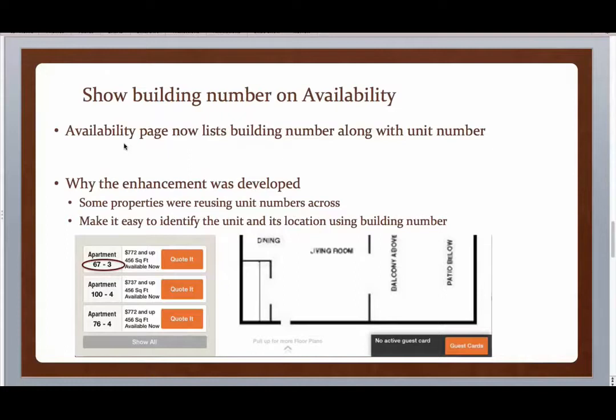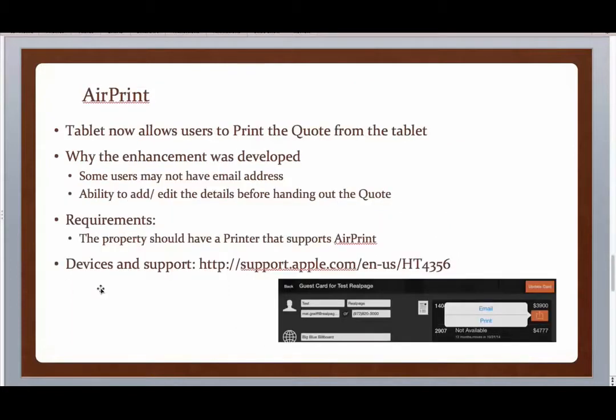Now we also show the building number against each unit. So this helps in identifying each unit individually. In some cases, what was also happening was that some properties were reusing the unit number on each building, so it was getting a little difficult to identify, when you see a unit, where does it belong. So what we did is we followed the same nomenclature of one side, where it shows a unit number followed by a dash and then the building number, and it's doing the same over here as well.